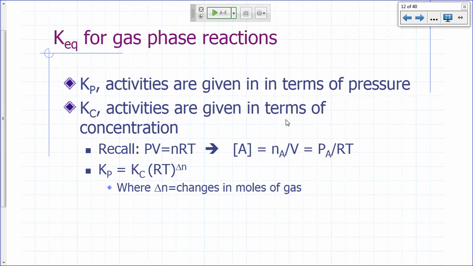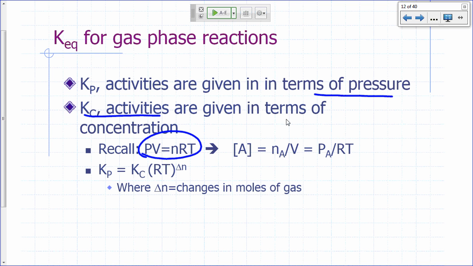Now, for gas phase reactions, activities are typically given in pressure, as we mentioned earlier. But sometimes you can have activities expressed in terms of concentration. So you need to be aware of this, okay? And what do we mean by concentration in the gas phase?